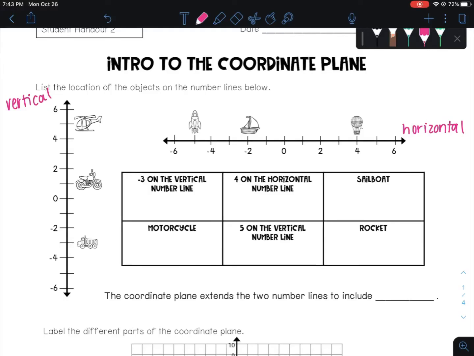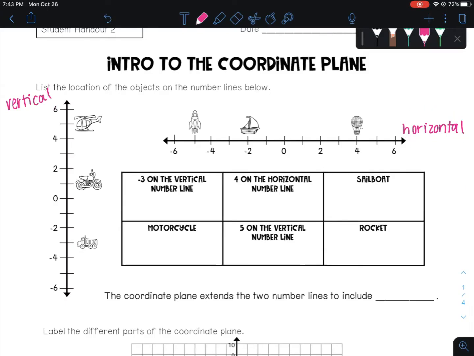For lesson 2, we'll be studying the coordinate plane. The coordinate plane just extends that quadrant 1 graph that we looked at yesterday onto a plane with negative numbers. Let's take a look at our negative number lines just to review before we move into the coordinate plane. To remind ourselves, the vertical number line is the one that's up and down, and the horizontal number line is the one that's left and right.